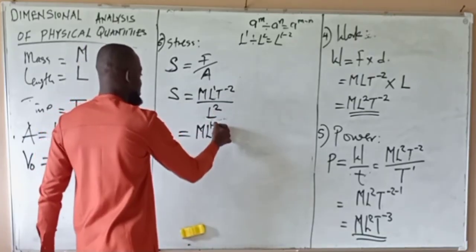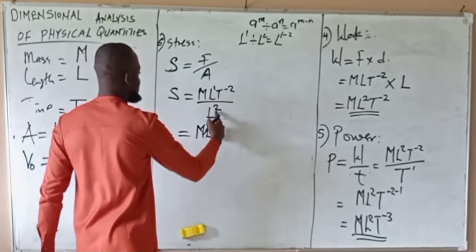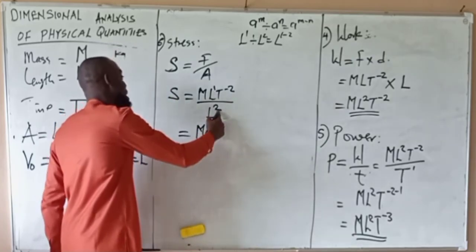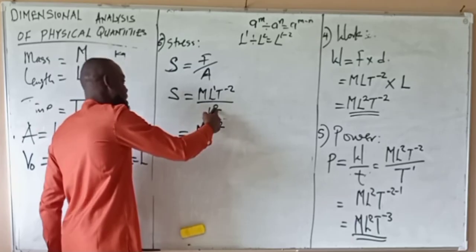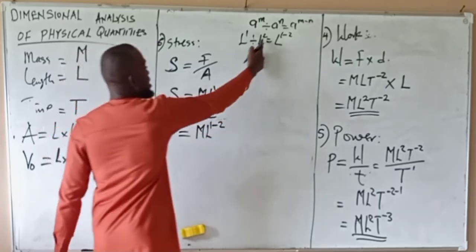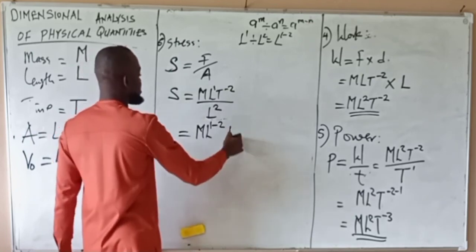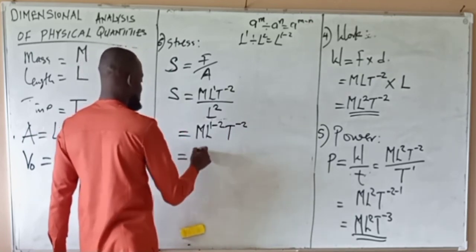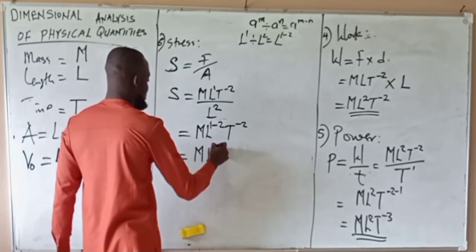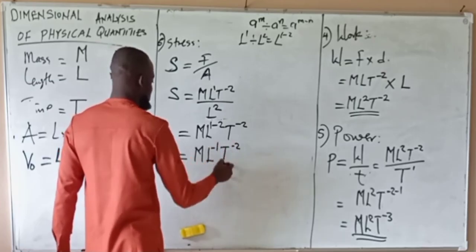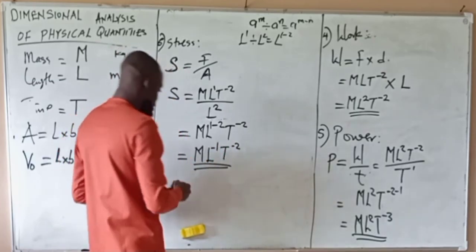So pick one of the bases, then subtract the power. You subtract the second power from the first one. That's how you do it. You don't say this one is bigger and that one is smaller; no, you don't do that. Then T raised to power minus 2. So that will give us M raised to power minus 1, L raised to power minus 1, T raised to power minus 2. So this will be the dimension for stress.